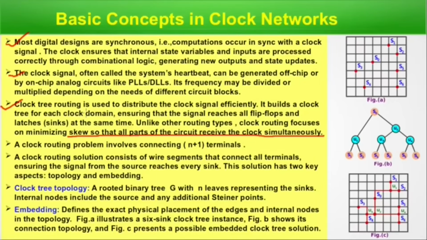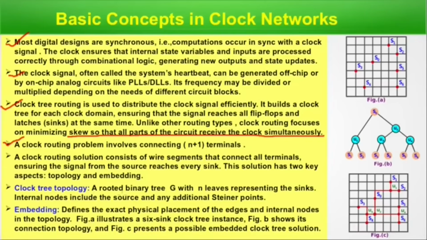Now, a clock routing problem involves connecting n+1 terminals. A clock routing solution consists of wire segments that connect all terminals, ensuring the signal from the source reaches every sink. This solution has two key aspects: one is topology and the other one is embedding.